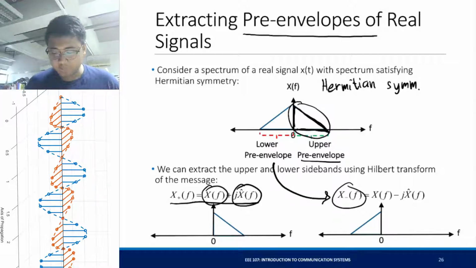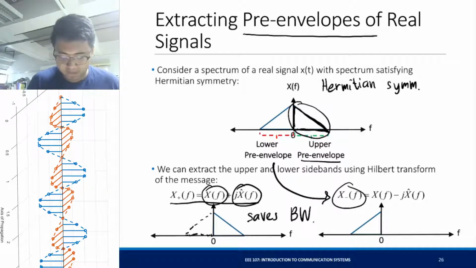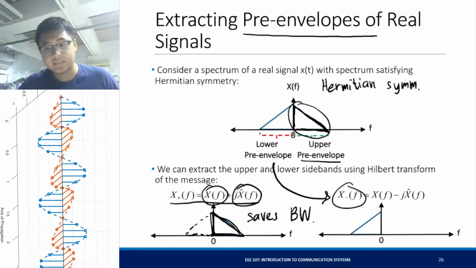Okay? And what does this do for us? This actually saves us bandwidth. So instead of occupying the whole frequency response, your signal now just occupies half of the original bandwidth that it occupies. Okay? So with this, you actually save bandwidth when you try to transmit. And we'll talk about this in a future lesson or a future topic.